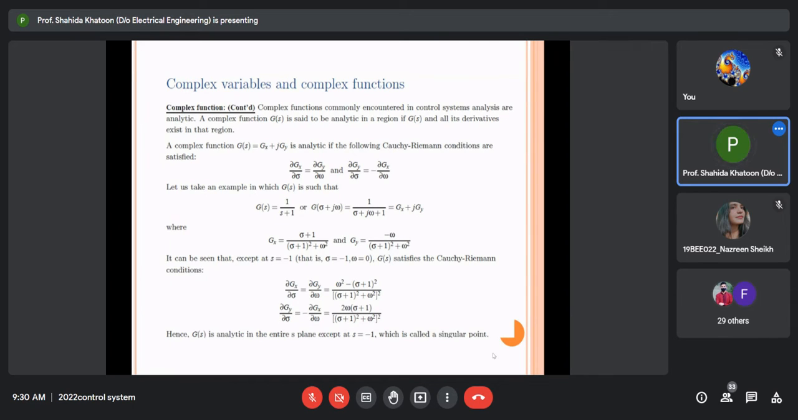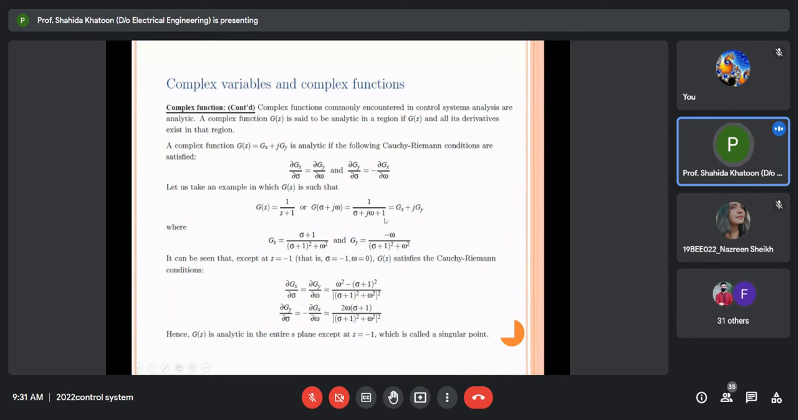So let us take an example. Suppose g(s) is 1 upon s plus 1. You can write this by replacing s by sigma plus j omega and write it in terms of gx plus jgy. So it is basically 1 upon sigma plus j omega plus 1, right? And if you want to separate the real and imaginary parts, then we multiply numerator and denominator by the complex conjugate. This is how we separate the real and imaginary parts.